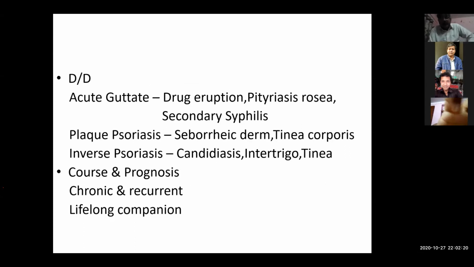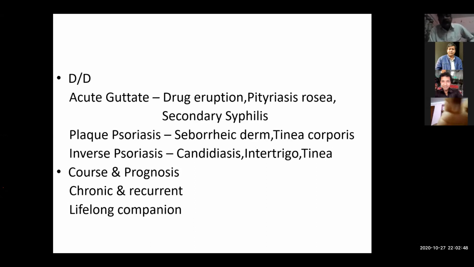Now, as I mentioned, we have touched upon the etiopathogenesis. We have briefly described the histopathological features. We have discussed the clinical classification, the salient clinical pointers to diagnose the various types. Now we move on to differential diagnosis, right? Differential diagnosis, prognosis, and treatment. These are the 3 areas where we are still left with.